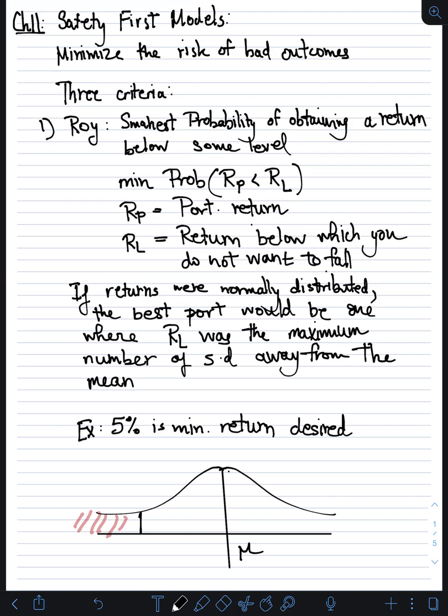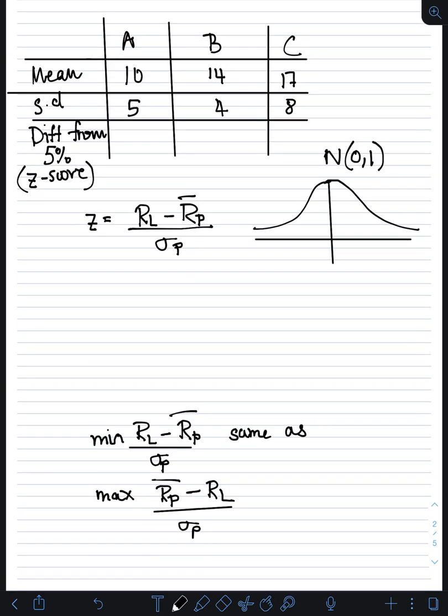But we are going to use our own symbols for them. So let's say 5% is the minimum return desired. If 5% is the minimum return desired, our RL would be 5. Then we have these three different portfolios: portfolio A, portfolio B, portfolio C. Portfolio A has a mean return of 10 and a standard deviation of 5. Portfolio B is 14 and 4. Portfolio C is 17 and 8.